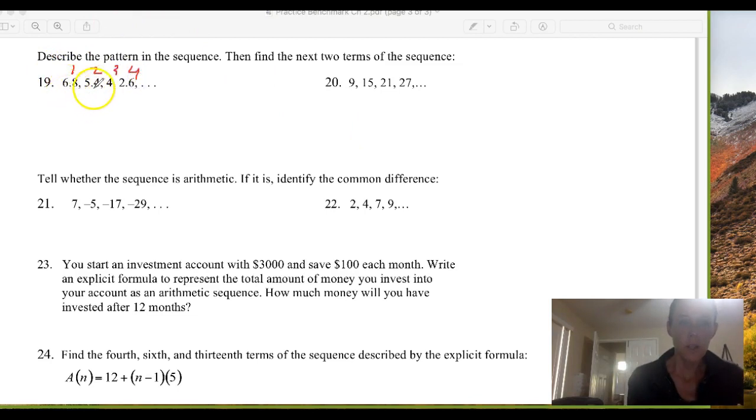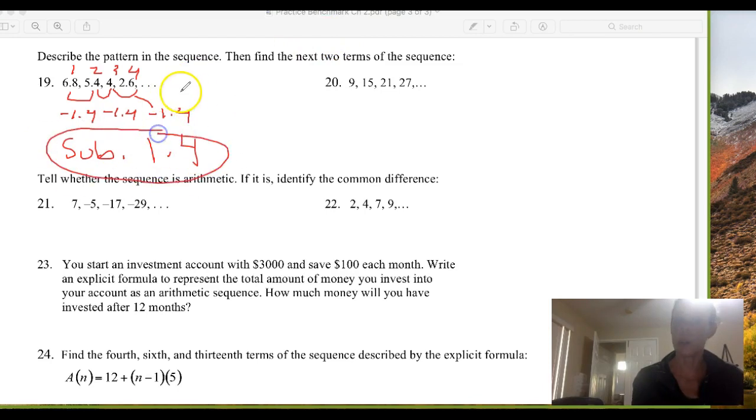Okay. So to get from here to here, 6.8 to 5.4, that's a subtraction of 1.4. To get from 5.4 to 4, once again, I subtract 1.4. To get from 4 to 2.6, I'm going to subtract 1.4. So, describe the pattern: I'm going to subtract 1.4 or minus 1.4. What are the next two terms? So that's the first answer. And the next two terms are going to be 2.6 minus 1.4, which gives me 1.2. Then 1.2 minus 1.4 gives me negative 0.2.